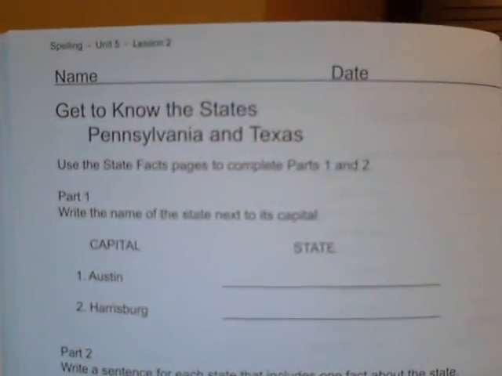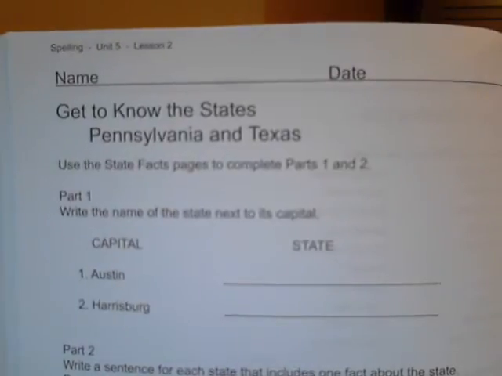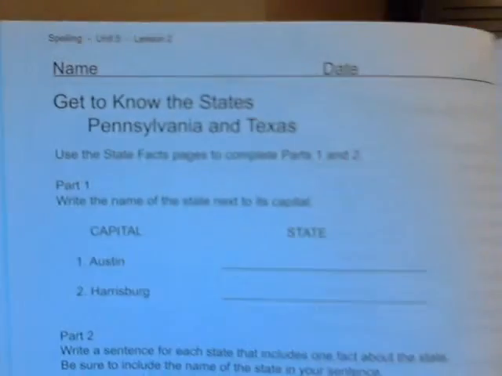Write the name of the state next to the capital. They give you the capital. You've got Austin and Harrisburg. So now your job is to go and find Texas and Pennsylvania in these pages. And don't forget, it's alphabetized. So go through alphabetical order and find those 2 states and look and see which is which. And then once you know, you're going to write the name of the state on those lines given. Okay, push pause, go ahead and complete that.